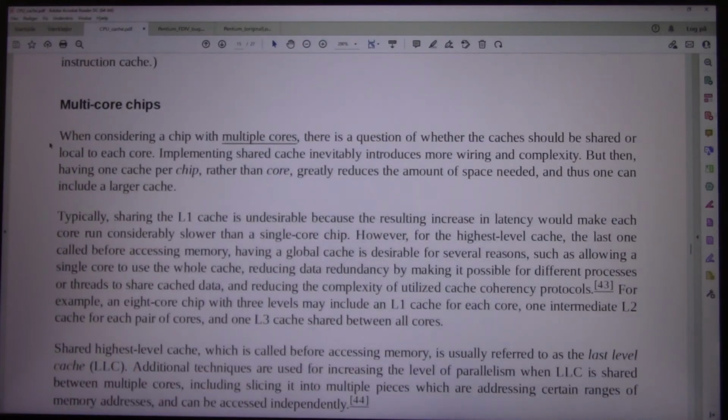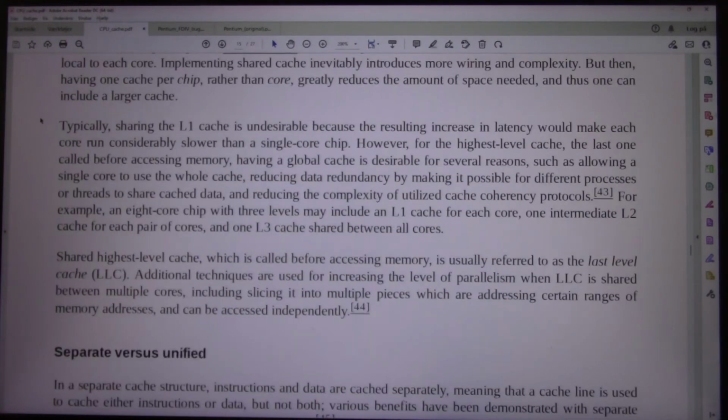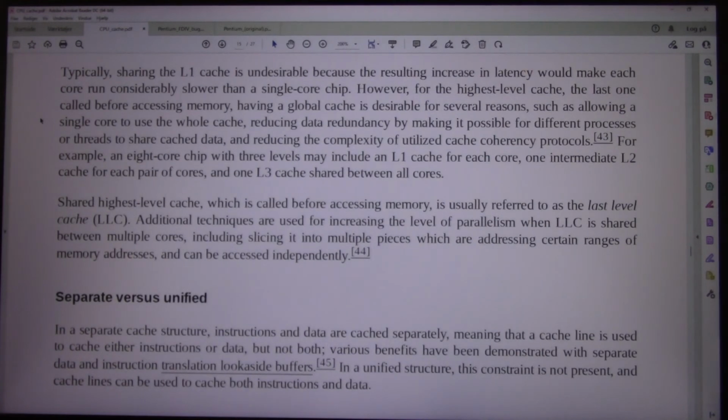Multi-core chips. When considering a chip with multiple cores, there is a question of whether the caches should be shared or local to each core. Implementing shared cache inevitably introduces more wiring and complexity. But then having one cache per chip, rather than per core, greatly reduces the amount of space needed, and thus one can include a larger cache. Typically, sharing the L1 cache is undesirable because the resulting increase in latency would make each core run considerably slower than a single core chip.